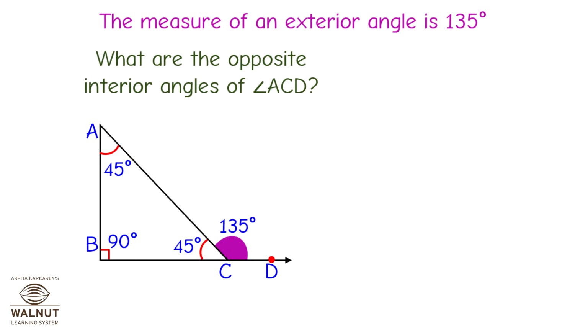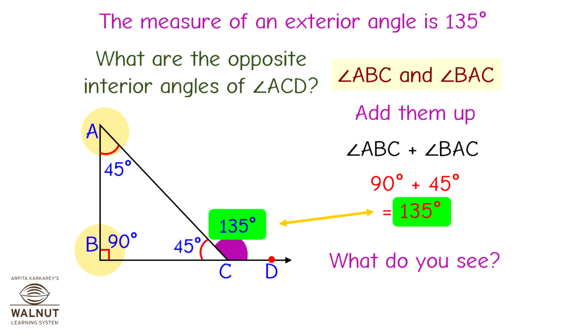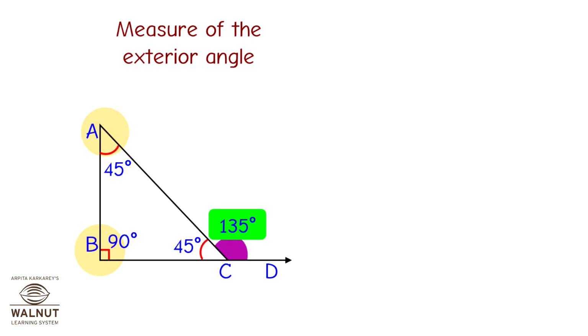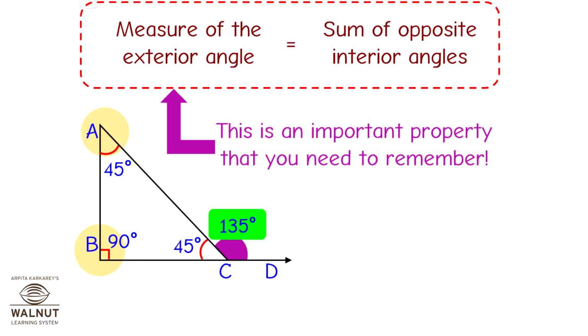What are the opposite interior angles of angle ACD? Angle ABC and angle BAC. Add them up. Angle ABC plus angle BAC is equal to 90 degrees plus 45 degrees, which is equal to 135 degrees. What do you see? Measure of the exterior angle is equal to sum of opposite interior angles. This is an important property that you need to remember.